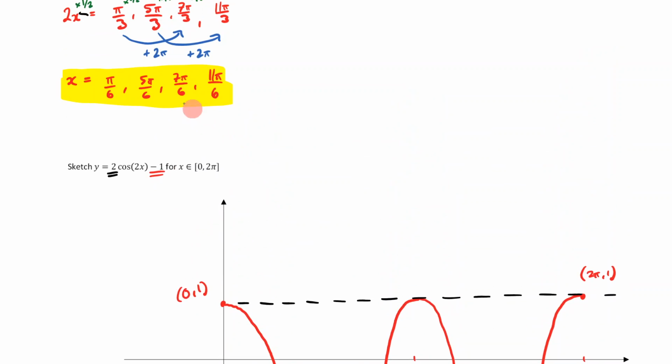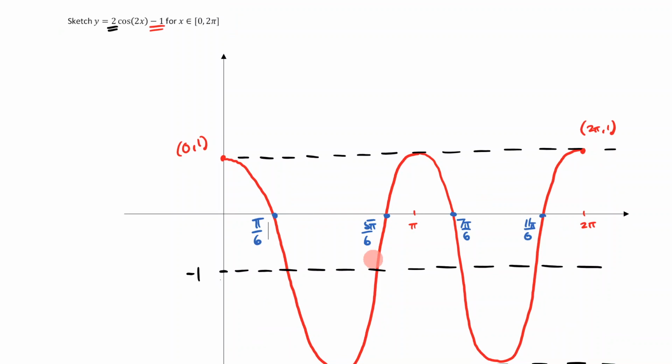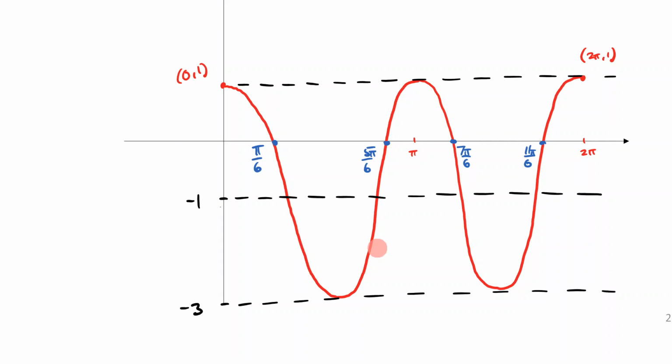And these are the x-intercepts that I found up here. So I have pi on 6. I have 5 pi on 6. I have 7 pi on 6. And I have 11 pi on 6. So those are my x-intercepts. So I've labeled my y-intercept, my endpoint, and my x-intercepts. I'm done. That's all I need to label.